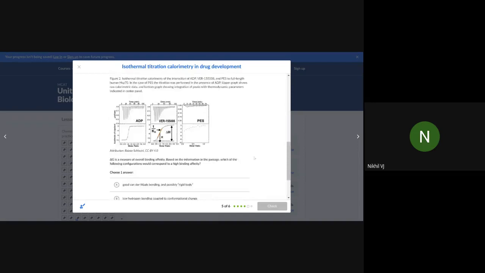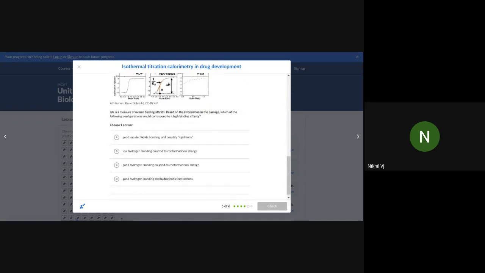All right. So for the penultimate question, we are looking at binding affinity. Does anyone have any sort of answer or guess that they would like to make on this question? All right. If not, the key thing we have to look at is understanding that delta G is a measure of the binding affinity, and we're looking for a high binding affinity.